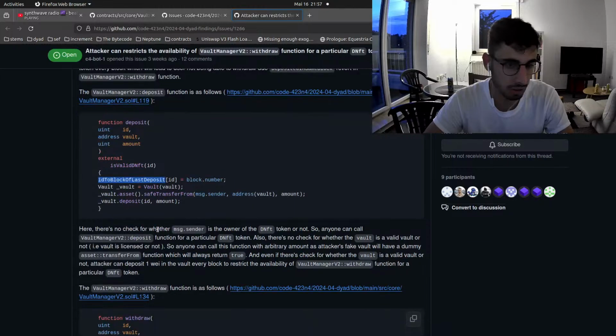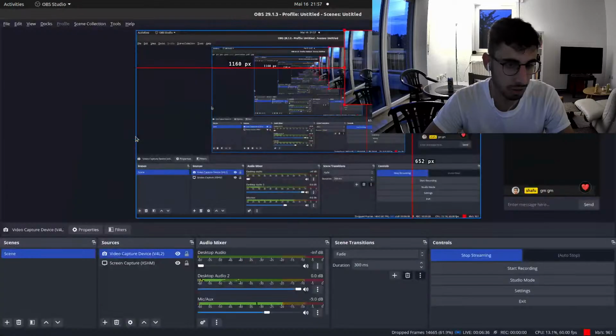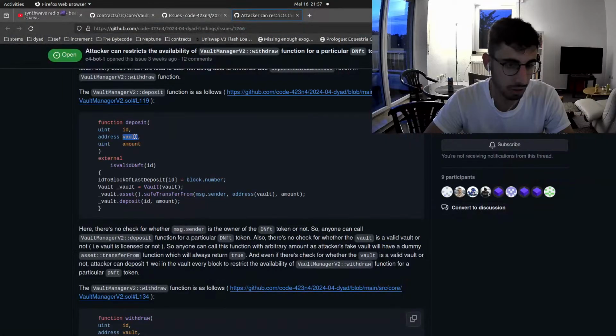So here there's no check for whether message sender is the owner of the DNFT token or not. So anyone can call the deposit function for a particular DNFT token. Also, there's no check for whether the vault is a valid vault or not. Okay, so the issue of any vault or a fake vault is a non-issue because that's a user error. If you deposit collateral in a vault that isn't licensed in the DYAD ecosystem, I treat that as a user error.